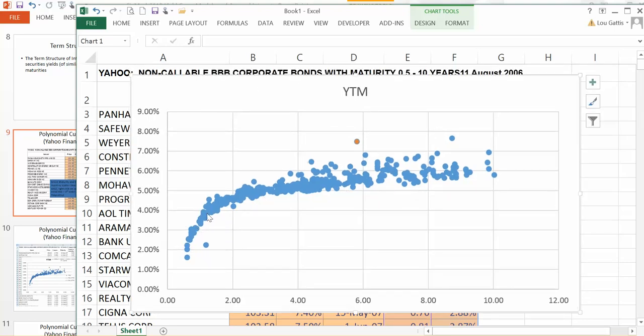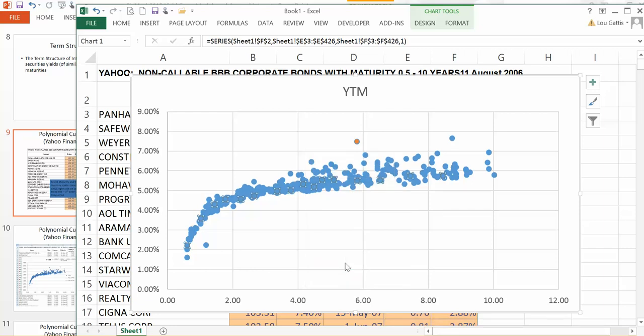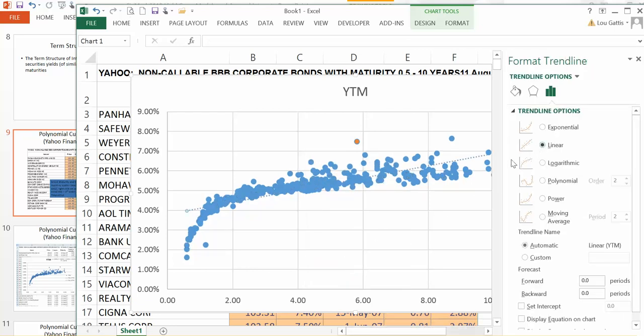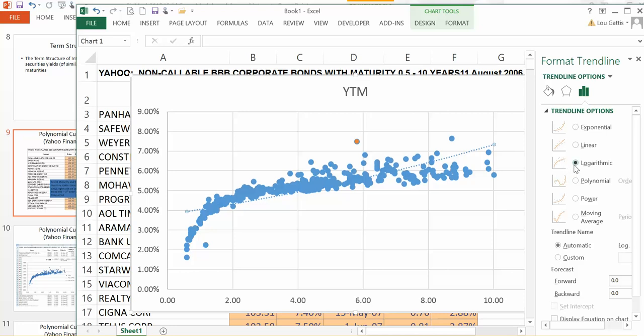What I'm going to do is fit a line through this data, some best fit line, find out what a 5.8 year bond should yield, and then use that to price the Aramark. So let me get a best fit line. I'll right click on the data, add trend line, and I could try to fit a linear best fit line, but let's see, it doesn't fit too well. I can try, say, an exponential. Well, that doesn't seem to fit either. Try a logarithmic. So it's different mathematical functions for lines. That one fits pretty well.